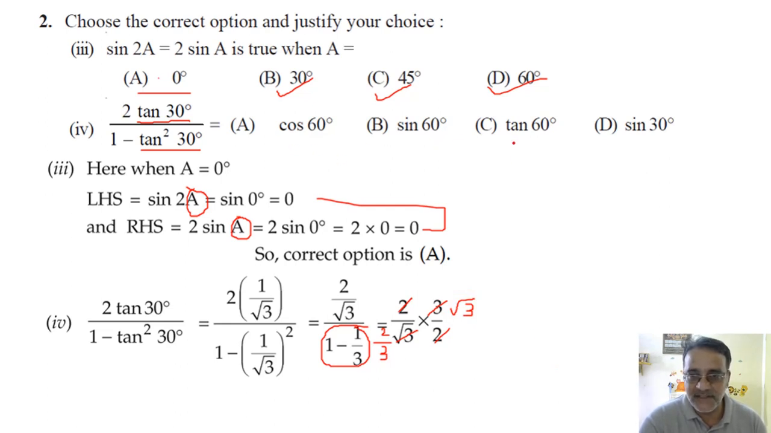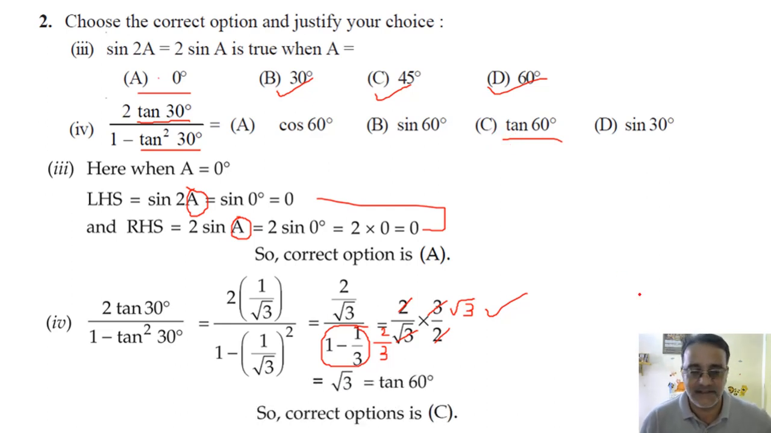So out of these 4 values, which will equal root 3? Tan 60 degree. Yes, definitely root 3, only root 3 comes in tan. So you have to check for tan. So tan 60 degree, and this is equal to tan 60 degree. So the correct option is C. Any doubt? No, sir. Okay, so now we'll move towards question number 3.